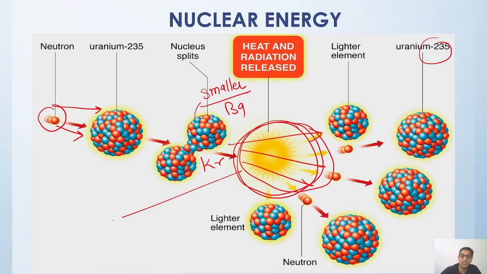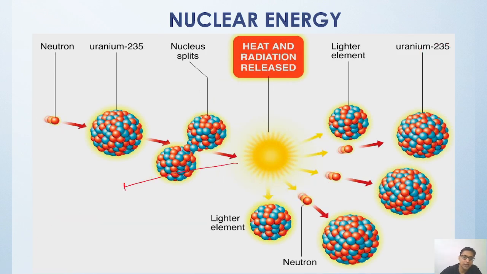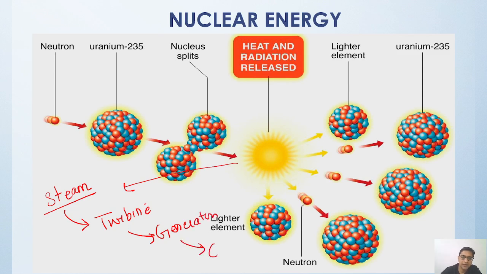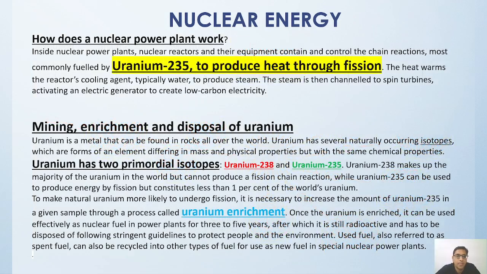So this energy, this heat energy, we are utilizing for converting water into steam, and this steam will be helpful in running the turbine. This turbine will be connected to a generator, and this generator will be connected to the grid, and yes, electricity will be produced. Okay, now how does a nuclear power plant work?